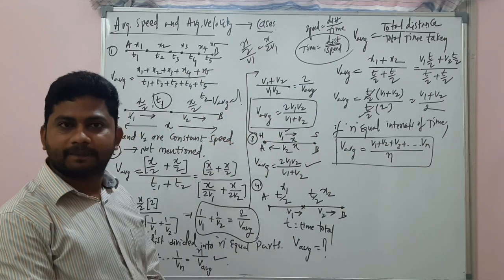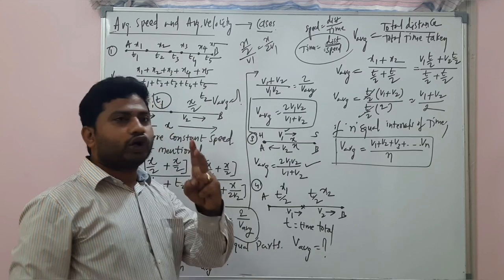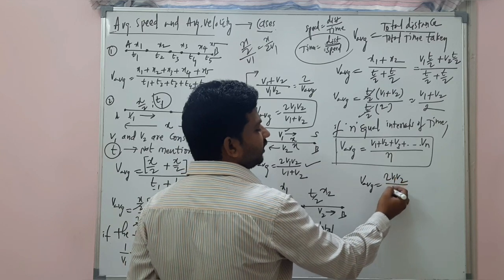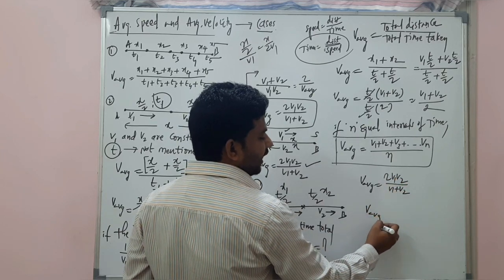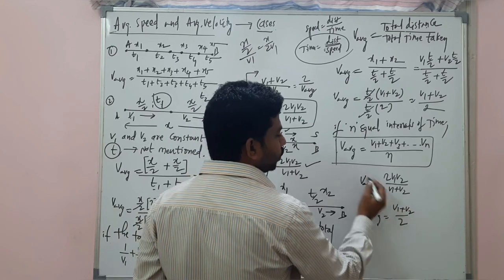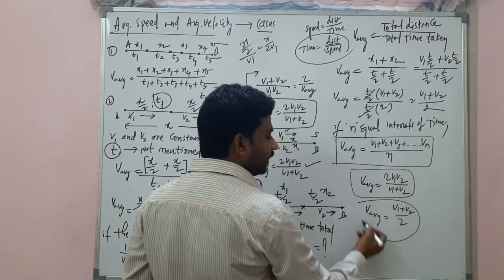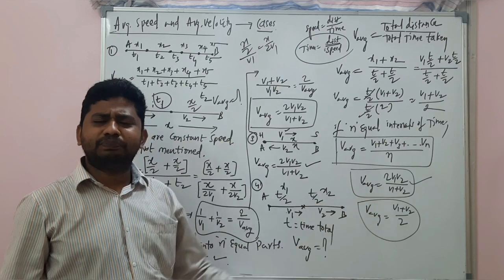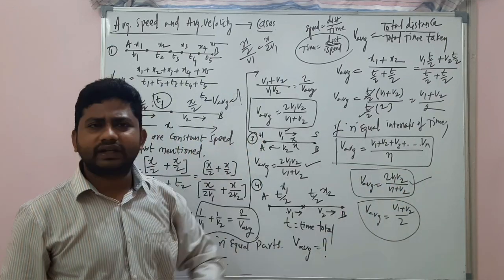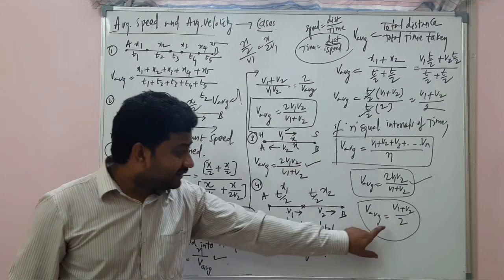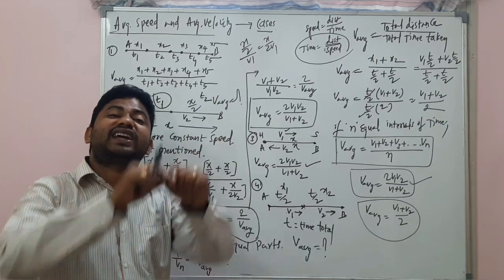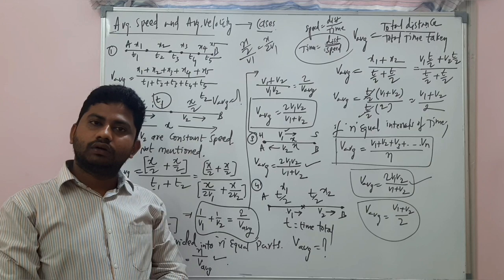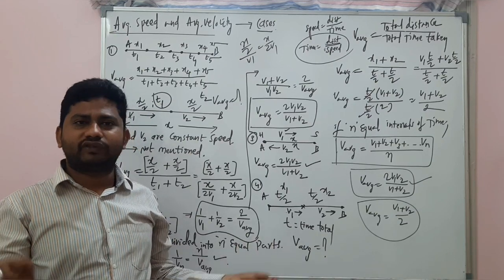Alright, my dear students. Now, 2 formulas are very important. Average speed or average velocity is 2 v1 v2 by v1 plus v2. And average speed or average velocity is v1 plus v2 by 2. These 2 formulas are very important. The first formula we use when the total distance is divided into 2 halves. They give v1 v2 values, substitute, you will get it. And this equation we use when the total time is divided into 2 half intervals. Alright? Clear? Some basic numericals you can also solve from here.